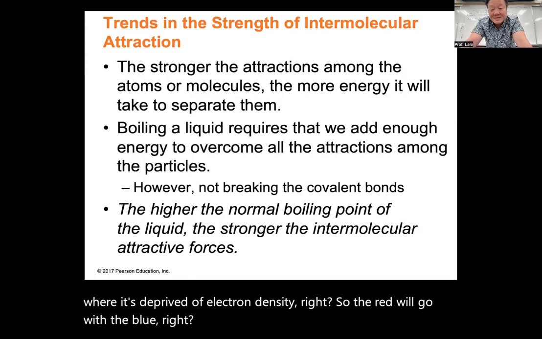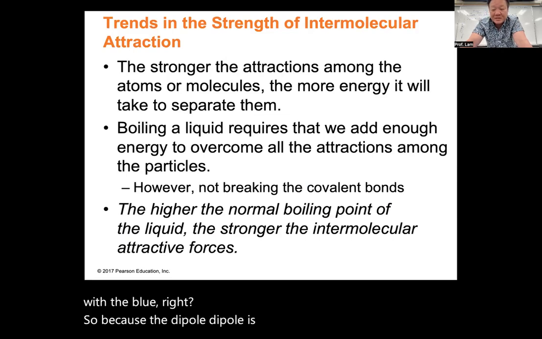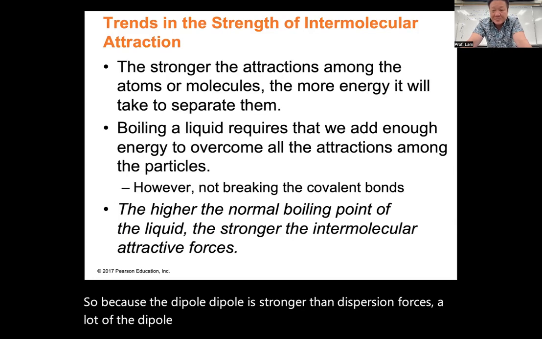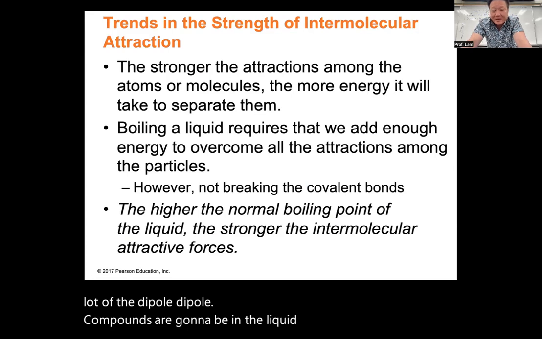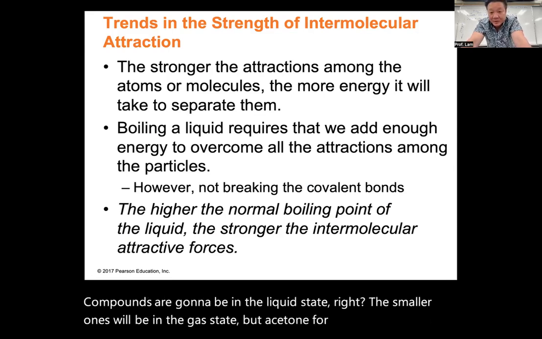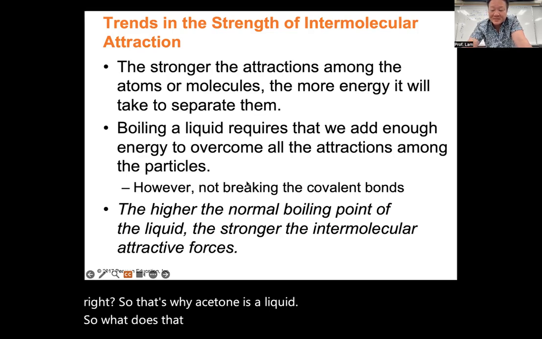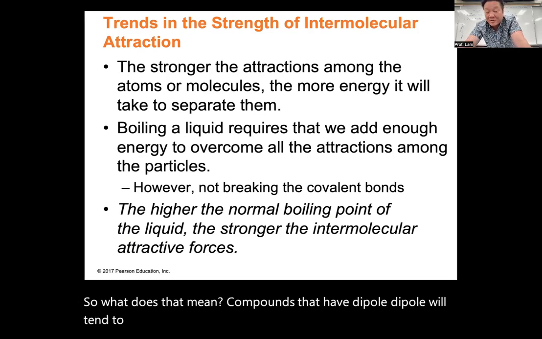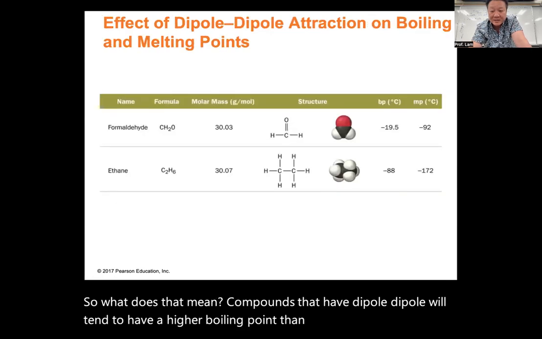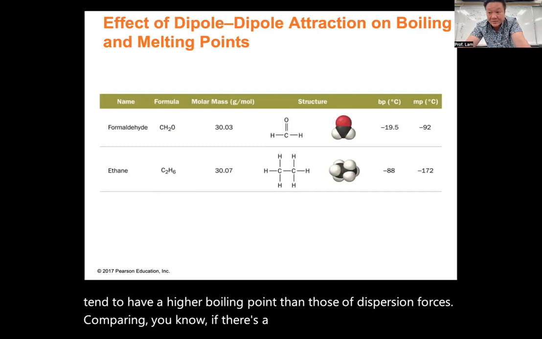So because the dipole-dipole is stronger than dispersion forces, a lot of the dipole-dipole compounds are going to be in the liquid state, right? The smaller ones will be in the gas state, but acetone, for example, is a liquid, right? So that's why acetone's a liquid. So what does that mean? Compounds that have dipole-dipole will tend to have a higher boiling point than those of dispersion forces, comparing, if there's a similar molar mass, of course, right?